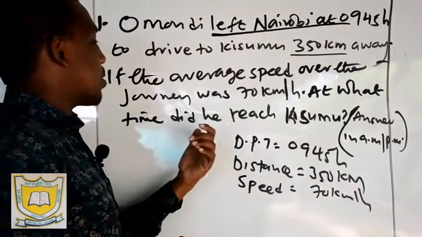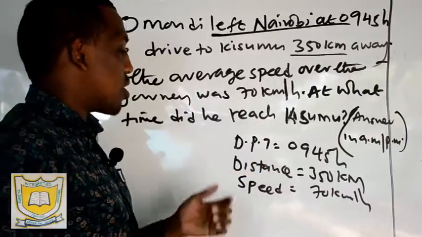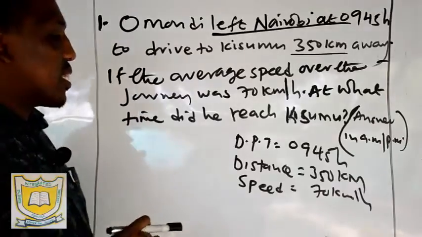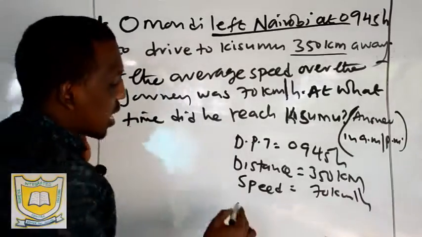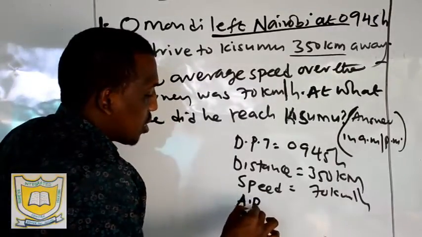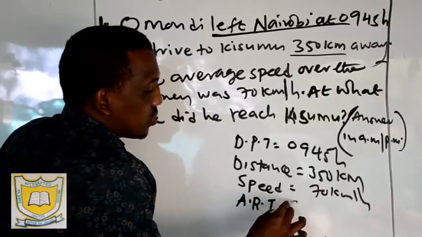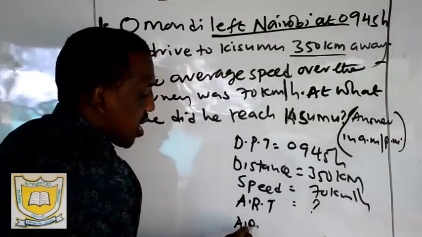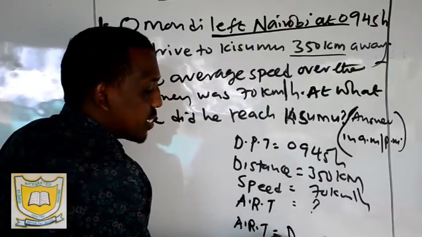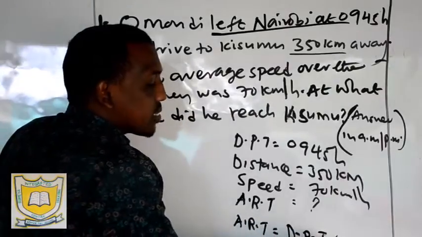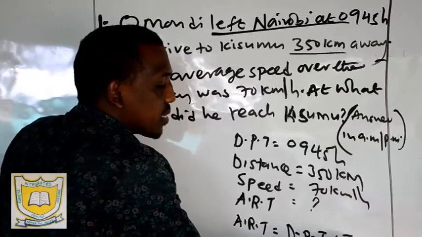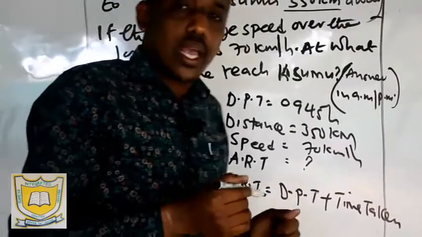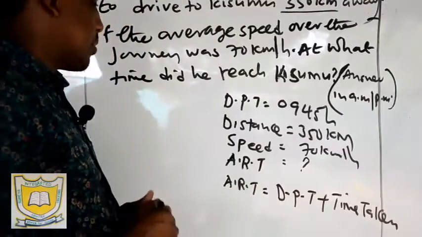Then they are asking at what time did he reach Kisumu. So they are asking the arrival time. And we said arrival time is equal to departure time plus time taken.